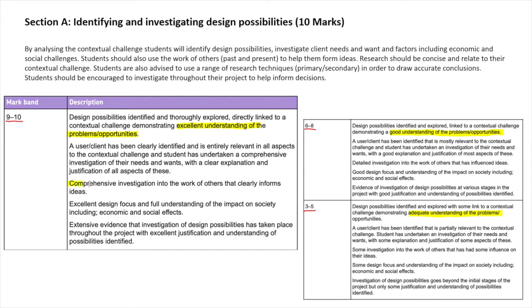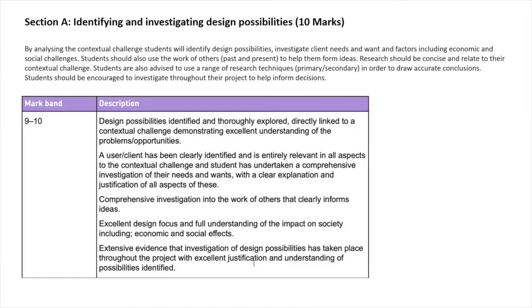So again, a comprehensive investigation, whereas you got things like a detailed investigation or even some investigation. The 1 to 2 marks is even worse than that. So it's all down to how much detail you're going to go into. So if I just bring up the top mark scheme here, the top mark band. So let's take each section individually.